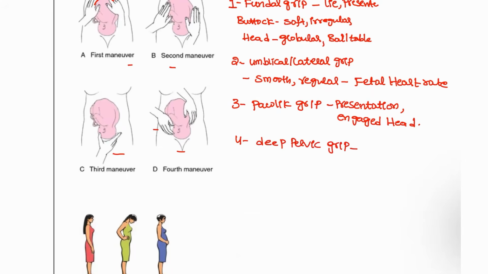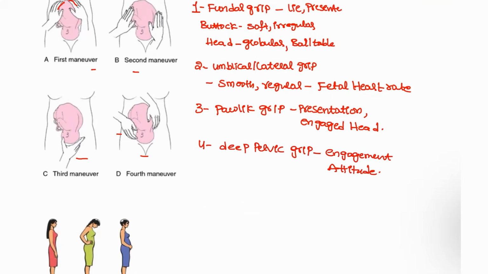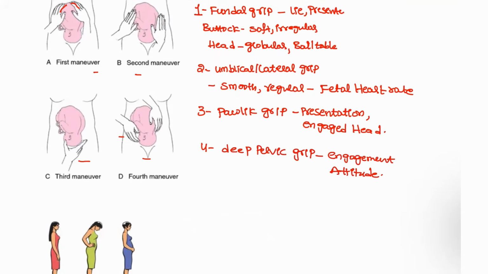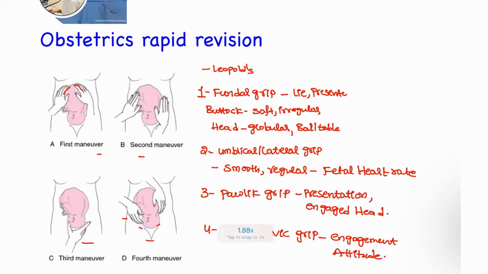Here we are going to check the engagement again and also the attitude of the fetus. Usually this is helpful when the head is already engaged. We check whether the head is already engaged or not. If the fingers of both hands, brought below the fetal head, can feel it, then it is not yet engaged. If you can't feel it, it is already engaged. That's what we are going to understand from Leopold's maneuver.